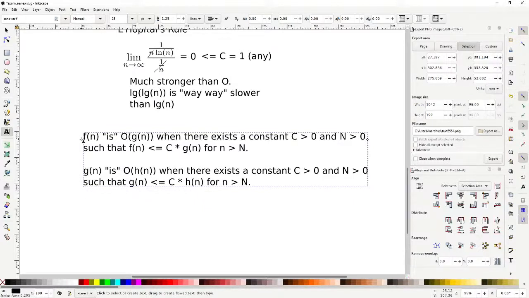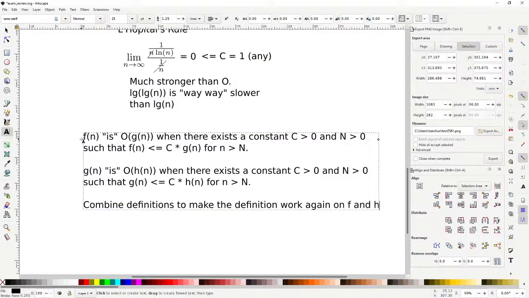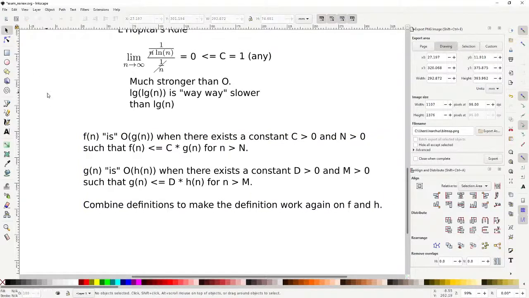And now the only thing that you have to do for the proof is write out the definition twice, and then combine the definitions to make the definition work again on f and h, right? So maybe here, instead of calling this a constant c, you would call this a constant d. You might call this a constant m. You can change the names just so that they're not hitting up against each other, right? But that's really all I want to say about that proof: just write out the definitions and then combine the definitions to make it work again.